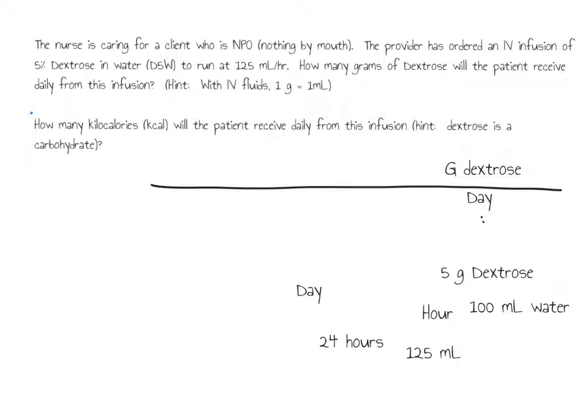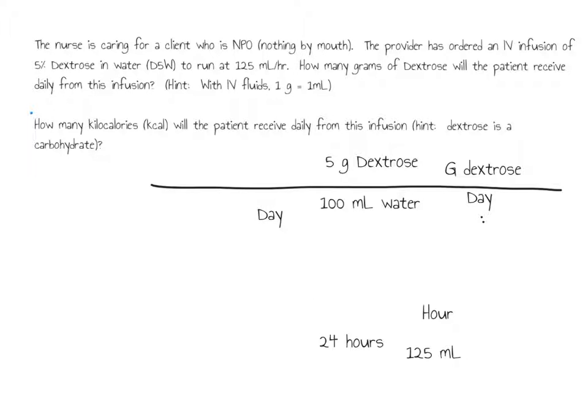So let's go ahead. I see 5 grams of dextrose. How did I get 5 grams of dextrose to 100 mLs of water? Well, it's a 5% solution, and that means if 1 gram equals 1 mL, to get 5%, it's 5 grams for every 100 mLs. Does that make sense? If it doesn't, stop the tape and think about it for a second, because you'll see it does make sense. Now we need our day on the bottom, so let's put that there. And 24 hours is the same as 1 day.